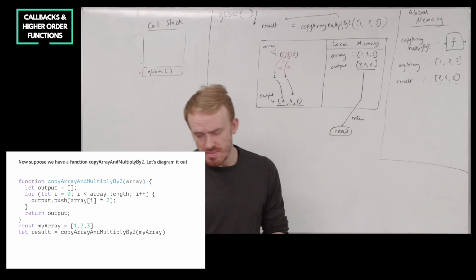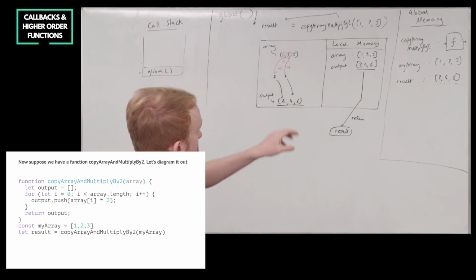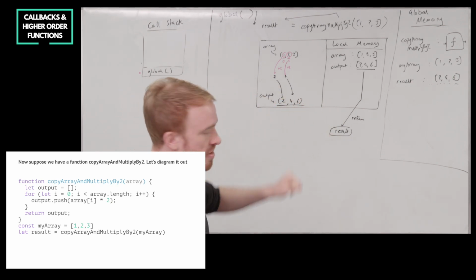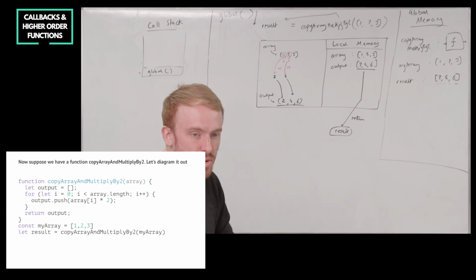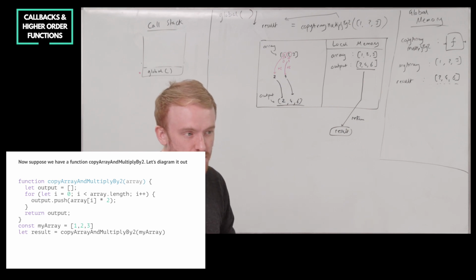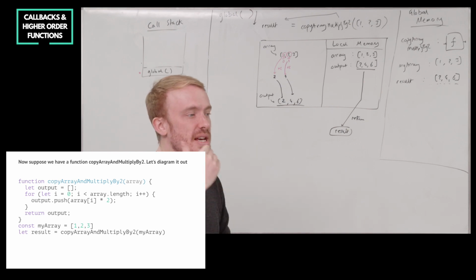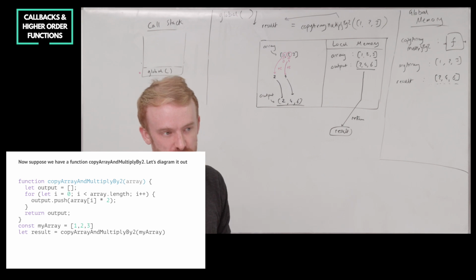And our goal of input 1, 2, 3 array, returning out from copy array and multiply to a brand new array containing those input values doubled, 2, 4, 6, we have been successful.